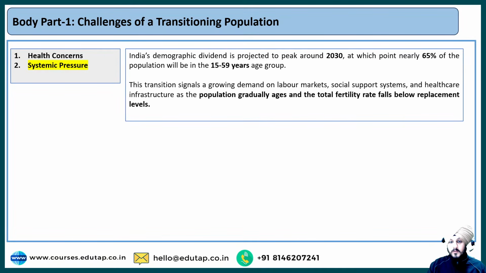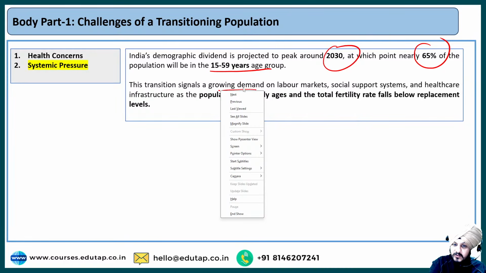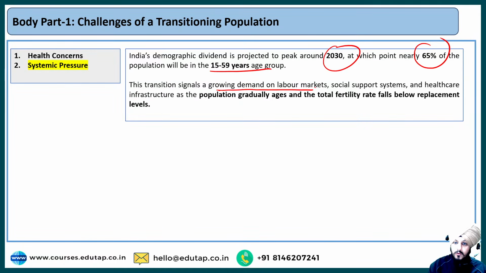The second point is regarding systemic pressure. Regarding systemic pressure, the Economic Survey says that India's demographic dividend is projected to peak around 2030, at which point nearly 65% of the population will be in the age group of 15 to 59 years, right? Now the Economic Survey says that this transition signals growing labor demand, which is justified, right? Of course, the growing demand in the labor markets is there. Apart from that, it signals pressure on social security systems and healthcare infrastructure.